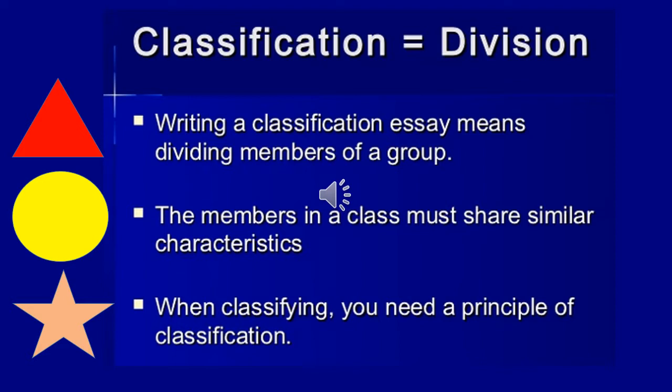You have to establish some criteria for making a decision about which members have certain qualities, which individual items, which individual objects, which individual ideas have certain qualities that you would classify them as a red triangle, a yellow circle, or a brown star.